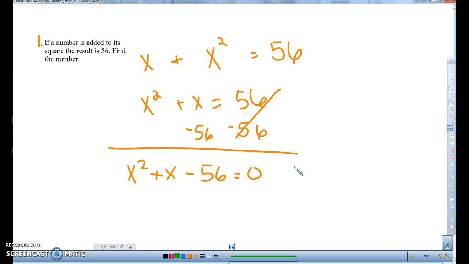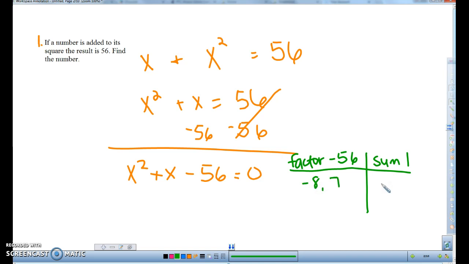If you need to do your factor and sum table, which I highly suggest you do, factors of negative 56 that sum to positive 1. I'm going to try negative 8 and positive 7. That's not positive 1. So I'll flip the signs. We'll try negative 7 and 8. That gives me positive 1. So I have x minus 7, x plus 8 equal to 0.